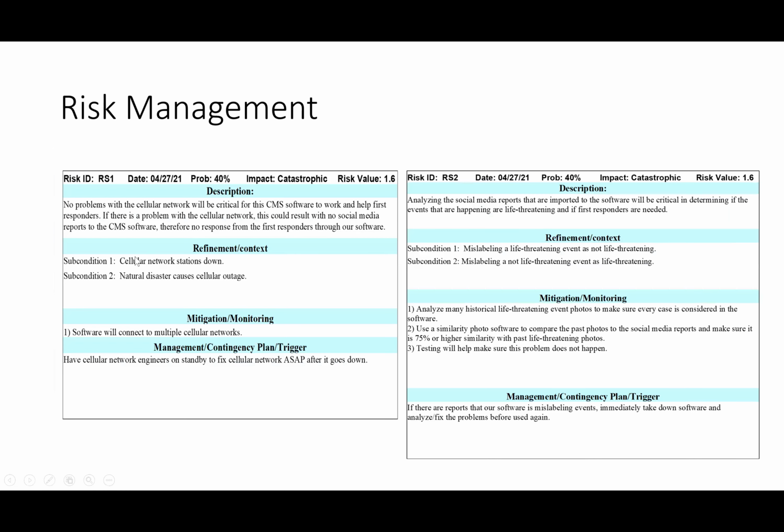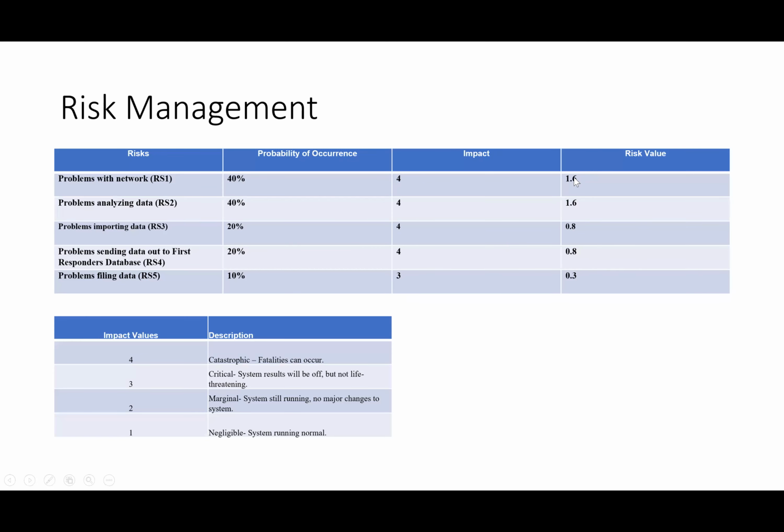So then we'll go into the risk management sheets later for the risks that score over 1.0 at the risk value, which the risk value is calculated from the probability of occurrence multiplied by the impact. And that's how those numbers have been come up with.